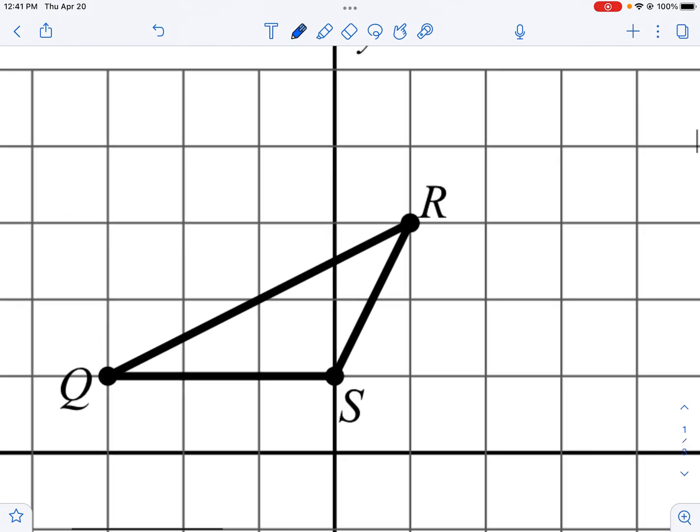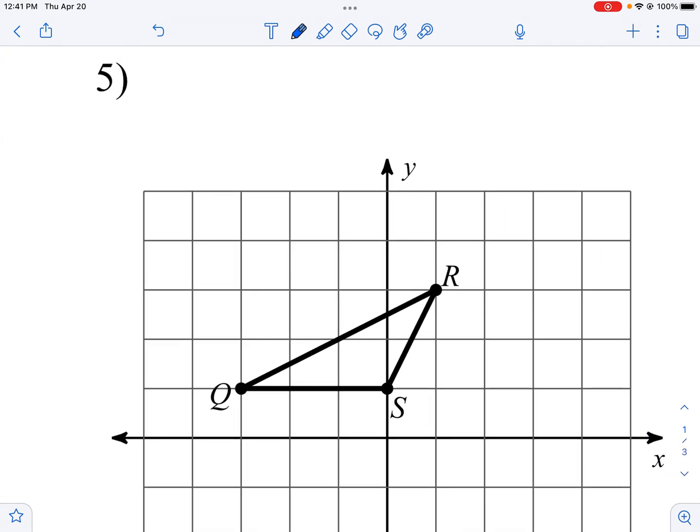To get perimeter of a shape, you have to figure out how far it is around the shape. Some of the sides are going to be easy to count, like this one. That's just 3. These ones that are diagonal, you have to do distance formula twice.